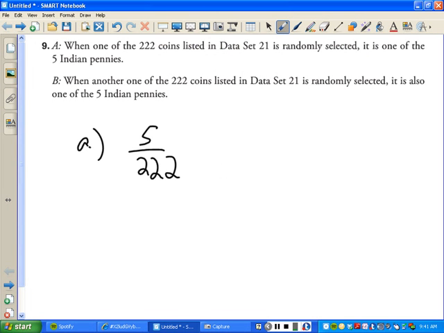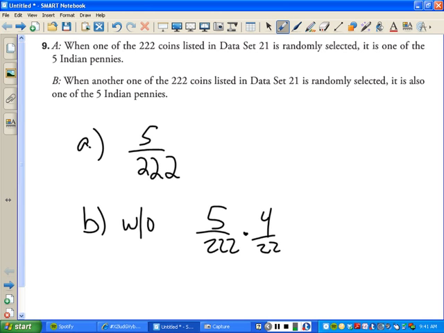When another one of the 222 pennies or coins is selected, that would imply that we are not choosing the same one, because we're choosing another one. Okay? So that would imply without replacement. So for part B, if we're doing it without replacement, then it's going to be 5 over 222 times 4 over 221.